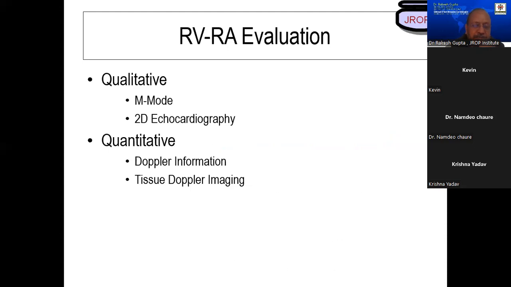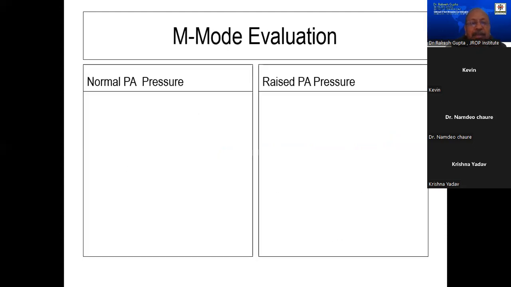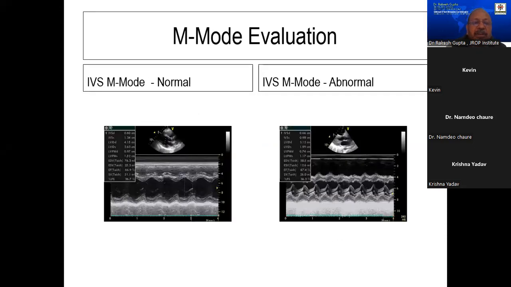Let's look at the evaluation of RV-RA. Mean pulmonary artery pressure is evaluated by M mode, and look at this M mode across the parasternal view. The septum and posterior wall are contracting almost at the same time. But look at this particular diagram over here. The septum is contracting first, then going back again, and then contracting again. That is when we suspect pulmonary artery hypertension or dilated RV.